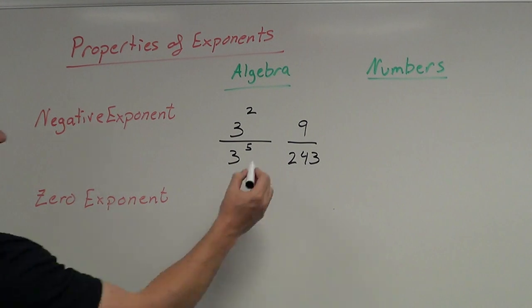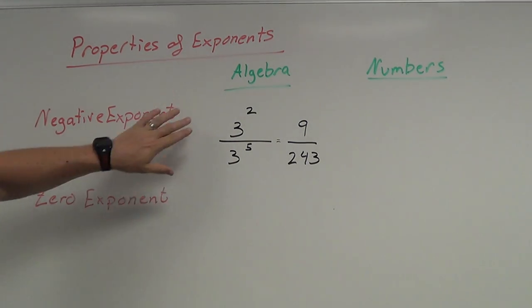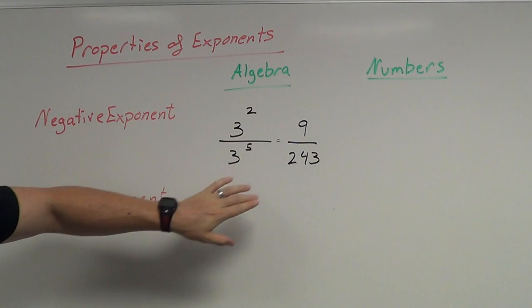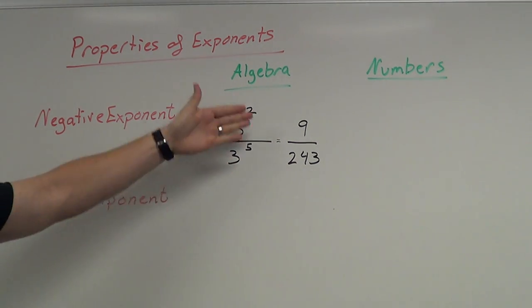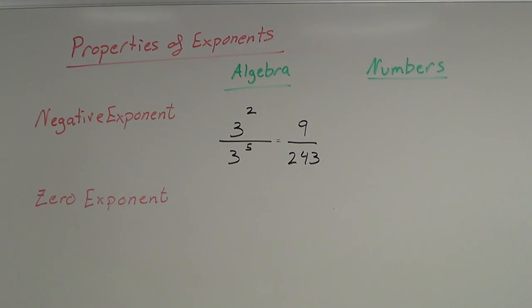Okay, so basically what we have here is 3 to the second power, which is 9, and 3 to the fifth power, which is 243. That's just a small fraction. That's all that really is. It's just a small fraction. The number on top is small. The number on bottom is pretty big. So that right there is a number less than 1.